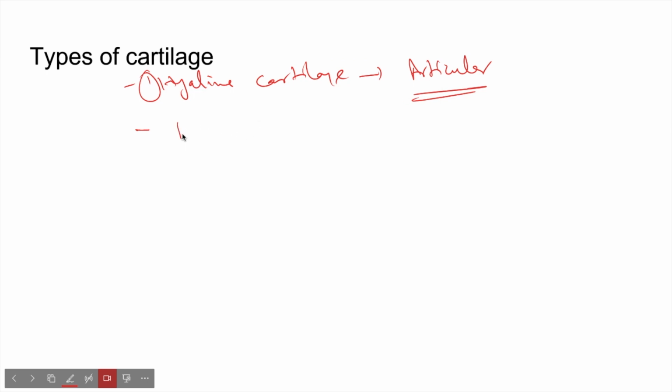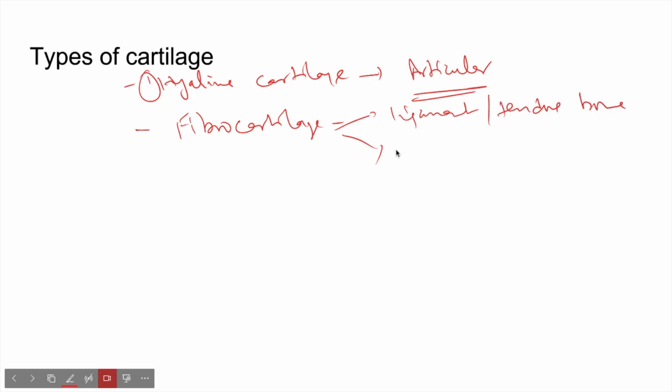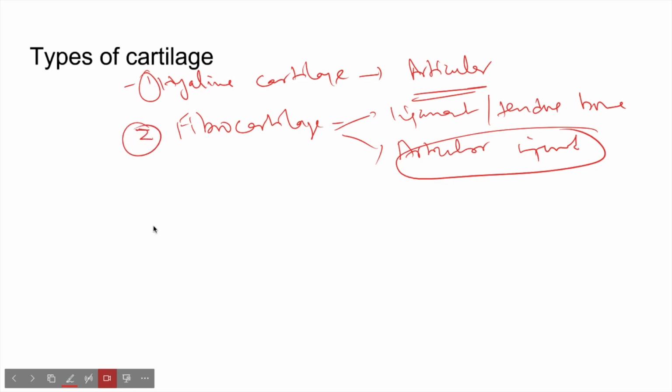The second type of cartilage is the fibrocartilage. Where do you see fibrocartilage? You see it in two locations. One is when the ligaments or tendons attach to the bone. The second location is when articular cartilage is injured. It heals in the form of a fibrocartilage. When articular cartilage is injured, it heals in the form of a fibrocartilage. So that is the second one.